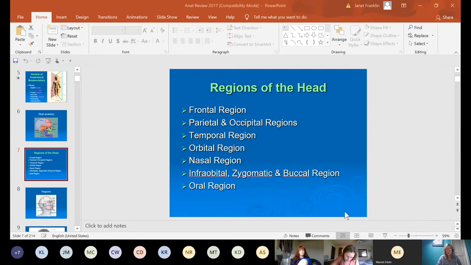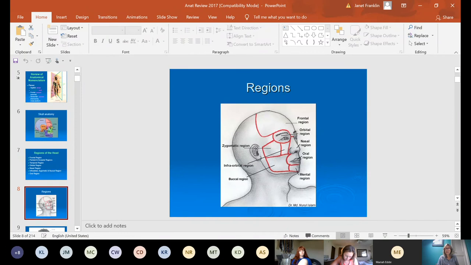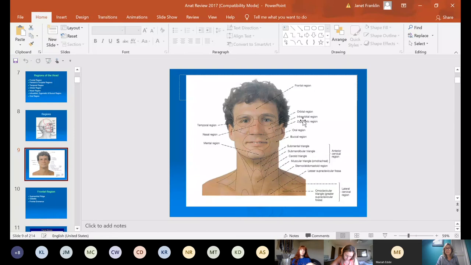Now the regions of your head. I'm sure you all know the regions of your head by now, but the frontal region, parietal regions, occipital, temporal, the orbital, the nasal, the infraorbital, the zygomatic and buccal, and then the oral region, which is our most important region. And this is what they look like. You've also got your mental region down here, which is your chin. And then these are just some more parts of your face. These right here are the ones we just talked about.